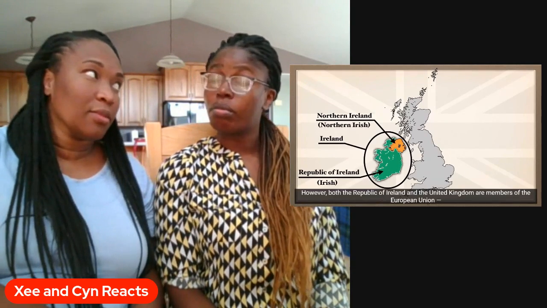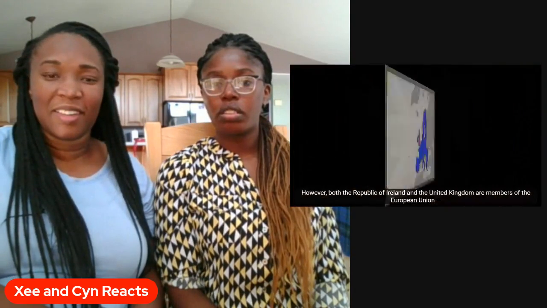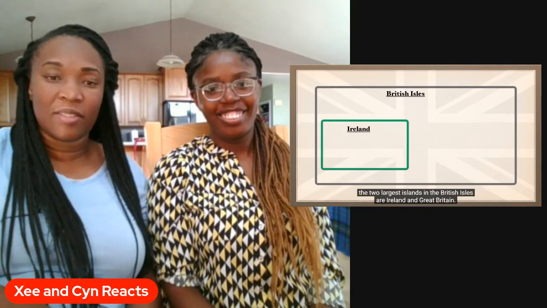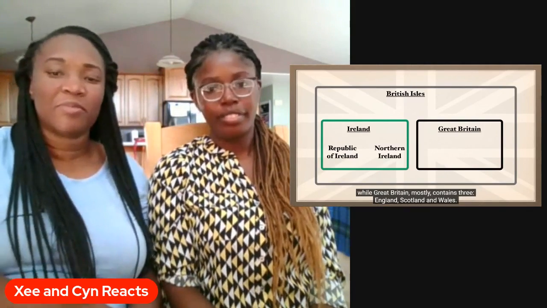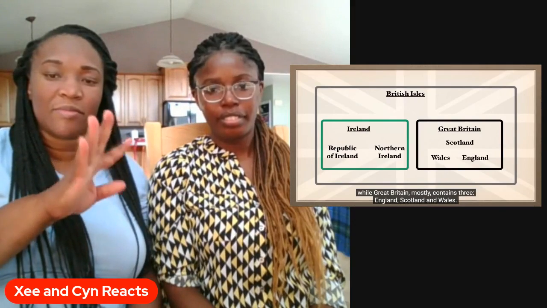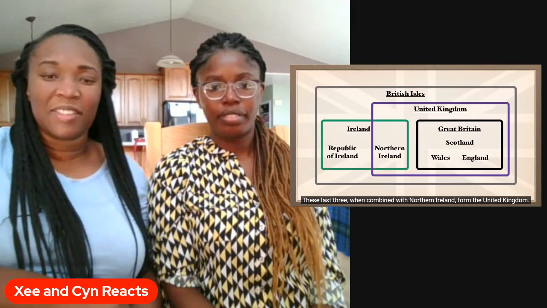However, both the Republic of Ireland and the United Kingdom are members of the European Union, even though England in particular likes to pretend that it's an island in the mid-Atlantic rather than 50 kilometers off the coast of France. But that's a story for another time. To review, the 2 largest islands in the British Isles are Ireland and Great Britain. Ireland has on it 2 countries, the Republic of Ireland and Northern Ireland, while Great Britain mostly contains 3, England, Scotland, and Wales. These last 3, when combined with Northern Ireland, form the United Kingdom.